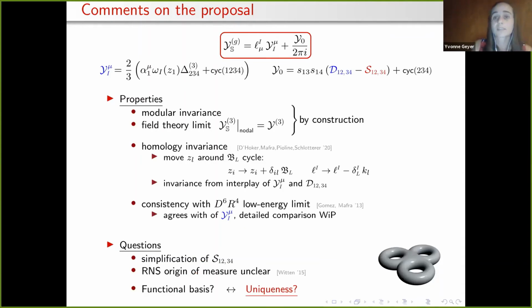I should mention the RNS origin of the measure that enters into this S factor is far from clear, but we're not thinking of this as coming directly from the string here. We're really just using this as a tool in writing down an ansatz that has the correct modular properties. And let me highlight that an understanding of our classification of these objects would also be really important to be able to say anything about the uniqueness of this proposal.